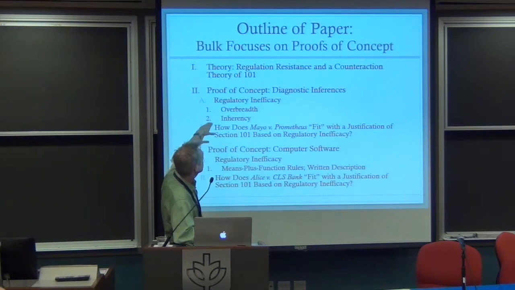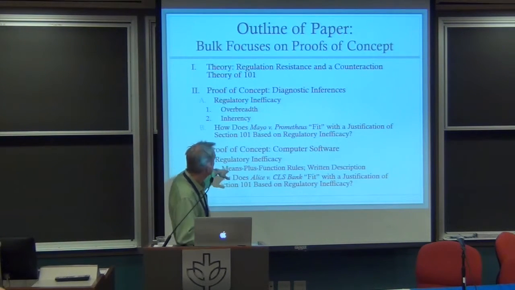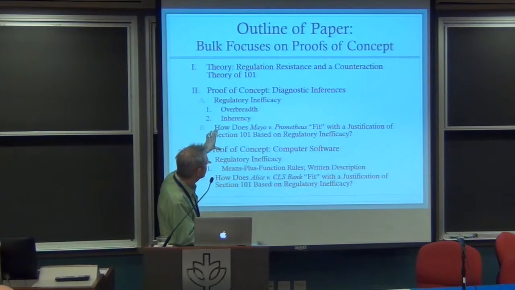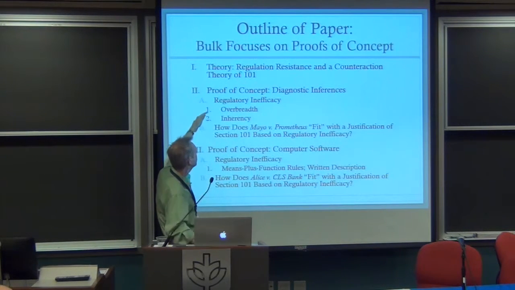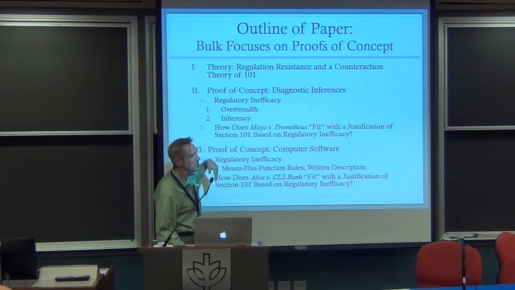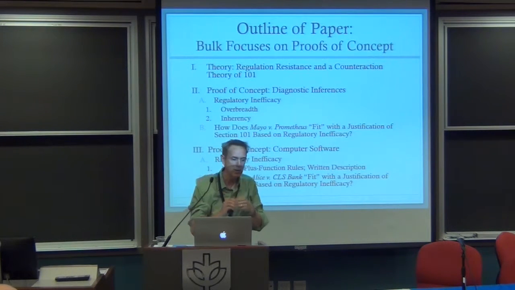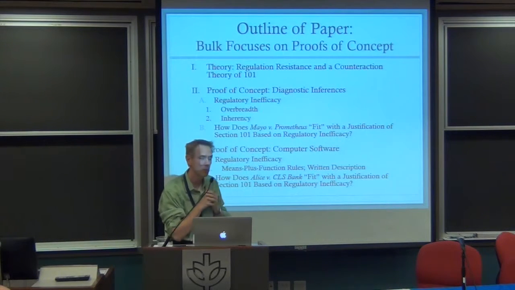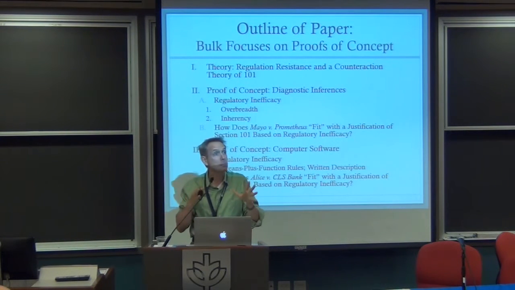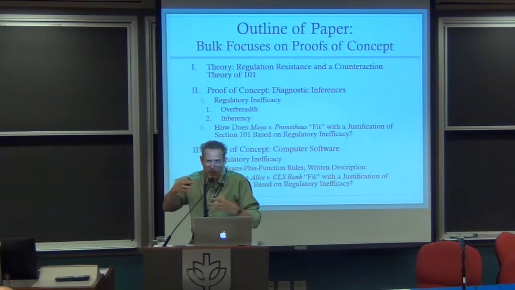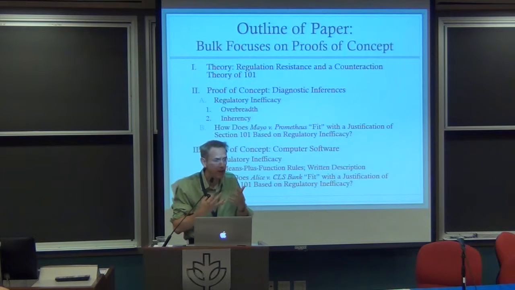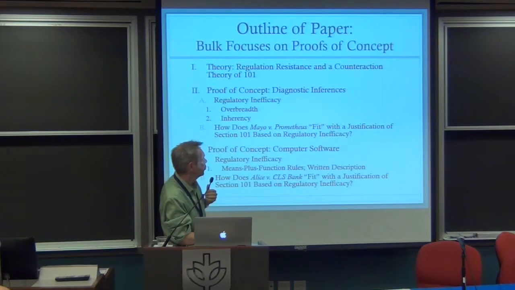So it's overbreadth and inherency when we're talking about diagnostic inferences, and it's the means-plus-function rules or written description when it is computer software. The final thing I do in the paper is to try to look at the fit between the restriction on patent eligibility that I can justify based on regulatory inefficacy and the Mayo and Alice cases that were decided by the Supreme Court. And it's a mixed bag. I can justify some aspects of them, but not all. This is not an apology to try to defend the Supreme Court opinions as they were written.